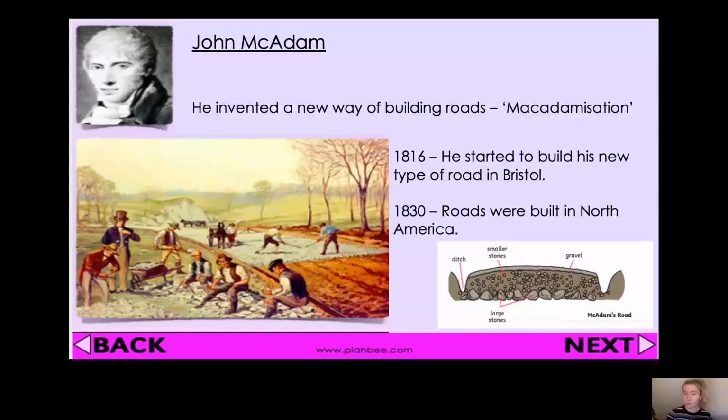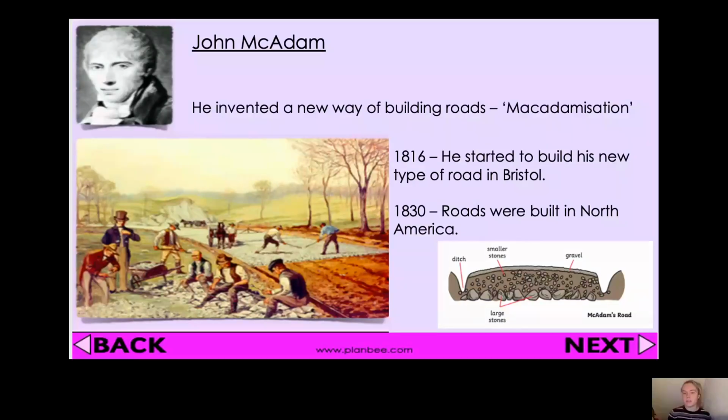Now, his roads were also curved. Can you see that there's a ditch either side of the road? Well, that was so that the water could run off so they didn't get flooded, which they did before. Now, in 1816, he started to build his new type of road in Bristol, which is in England. Have you heard about the city Bristol? It's not too far from Birmingham.